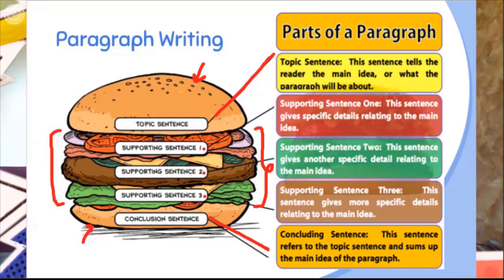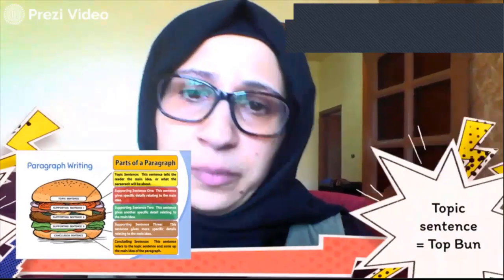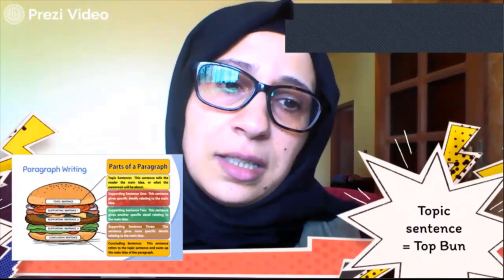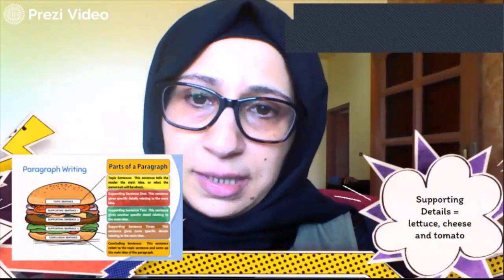Now, in between, I have the meat, the tomato, the cheese, and the lettuce. So these are the supporting sentences. Why are they important? Imagine if you have only the topic and the conclusion sentence. Your paragraph won't be interesting. Similarly, if you have only the two buns without the stuff inside, your hamburger won't be tasty. Do you agree with me on that? I think you do. It makes sense, right? So as you can see here, the topic sentence is just like the top bun, and the supporting details are just like the lettuce and the cheese and the tomato.